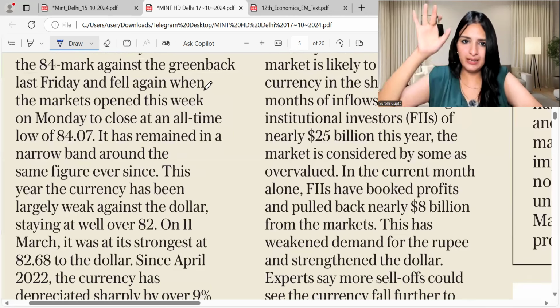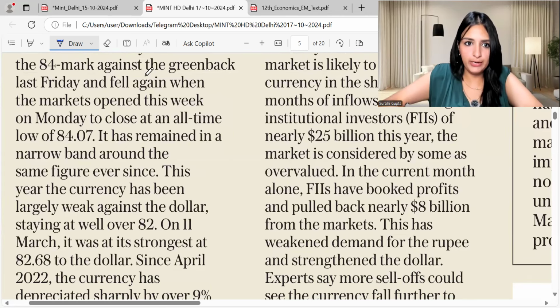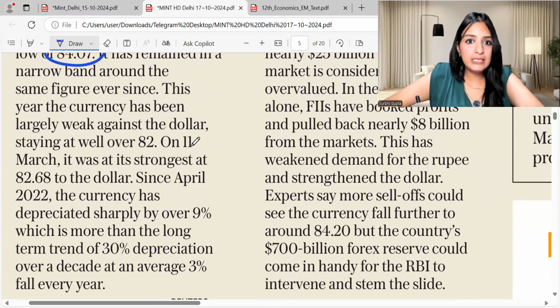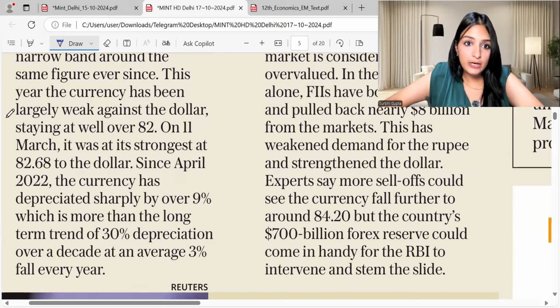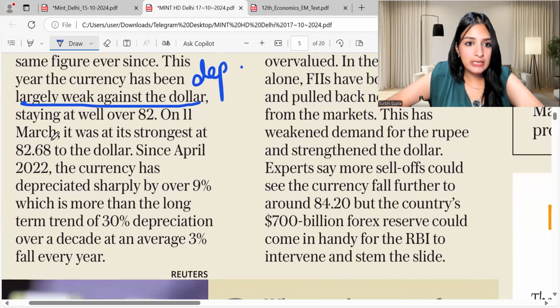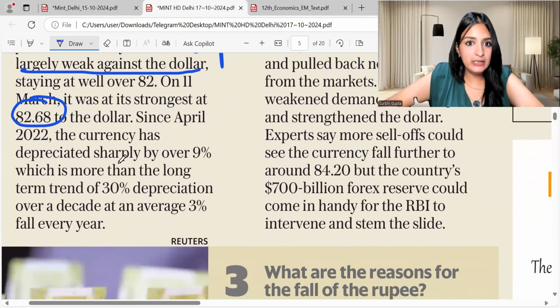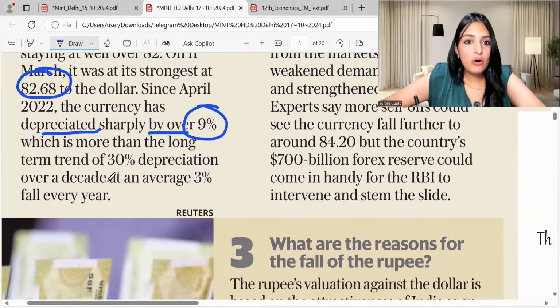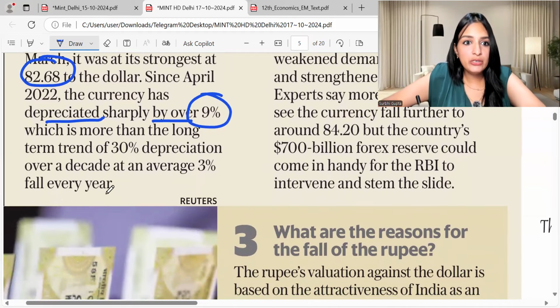You just understand that the rupee has depreciated to an all-time low of 84.07, and remained in a narrow band around the same figure. So this year, the currency has been largely weak against the dollar. That means depreciated. Okay, it was at its strongest at 82.68. Now, the currency has depreciated sharply by over 9%, which means long-term trend 30% depreciation.